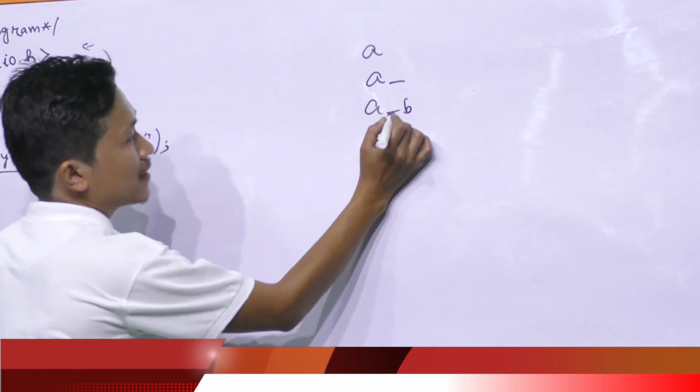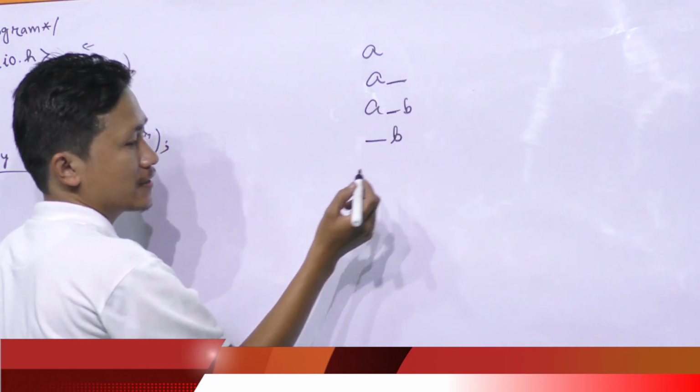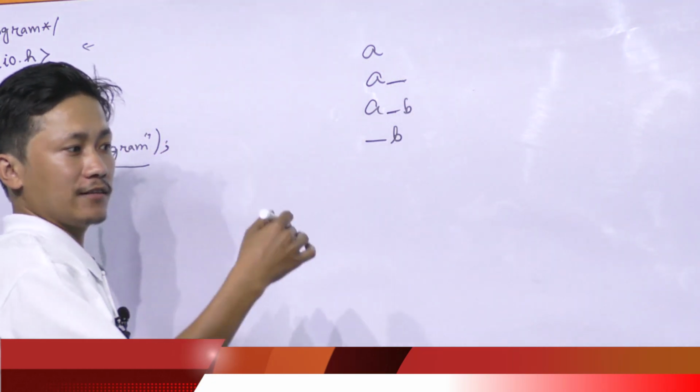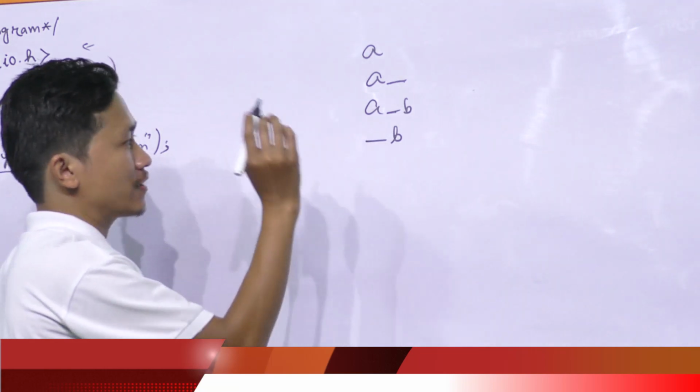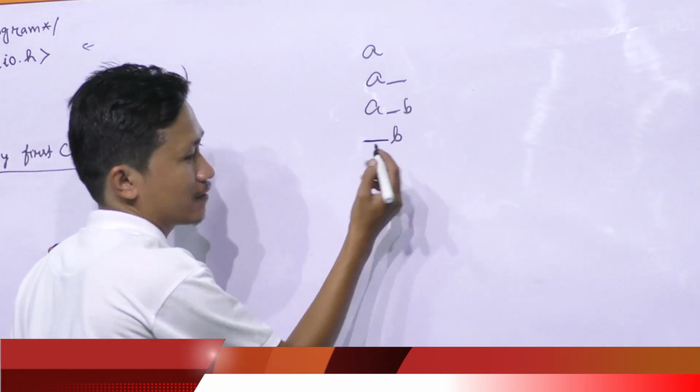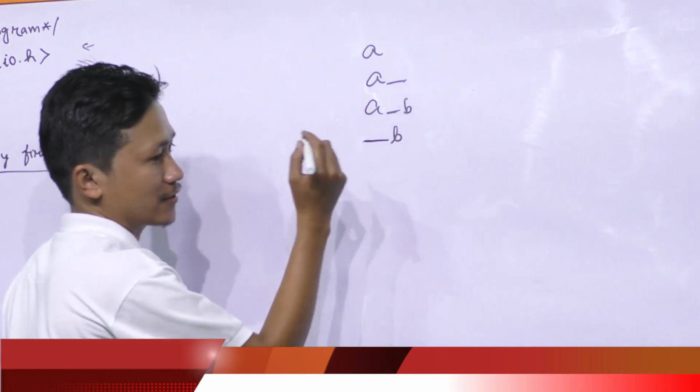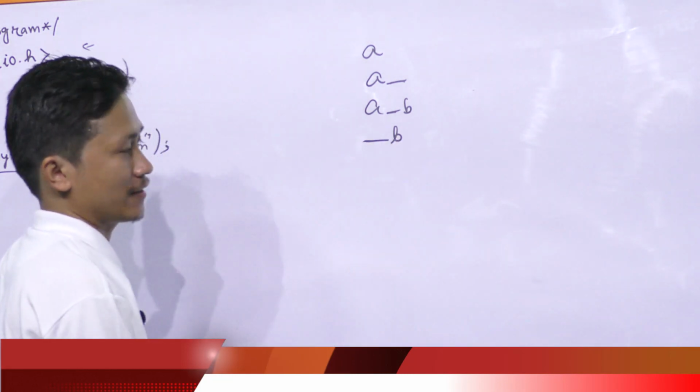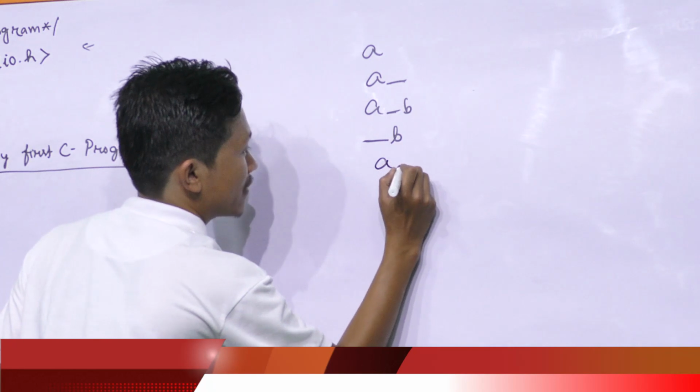One thing, underscore is also allowed, and underscore is included in the set of letters. So a variable name can also start with an underscore, but not with a digit. These are all valid identifiers.